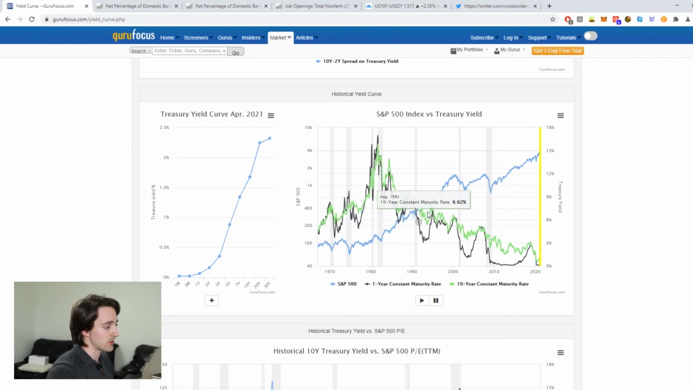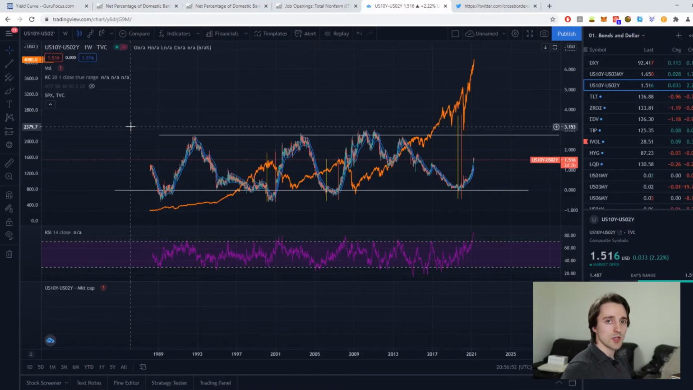Here is the S&P 500 in blue, and then in green is the 10-year yield, and in black is the 1-year yield. So now I want to show you guys how the yield curve looks with respect to the market. And usually when we have a recession, we have a pretty significant market crash, right? We usually have a 30 to 40 to 50% crash in the market. And that's what I'm plotting here.